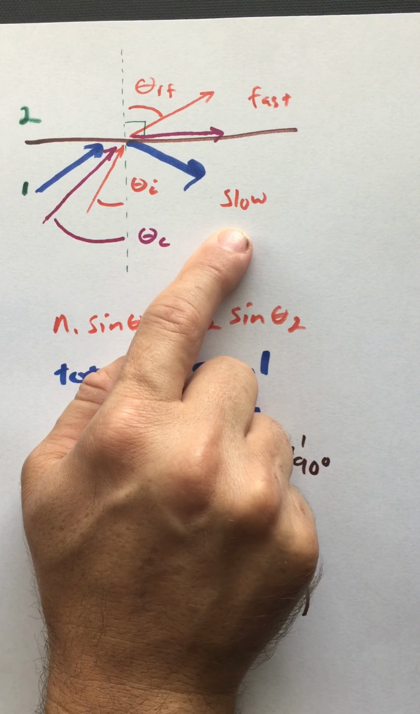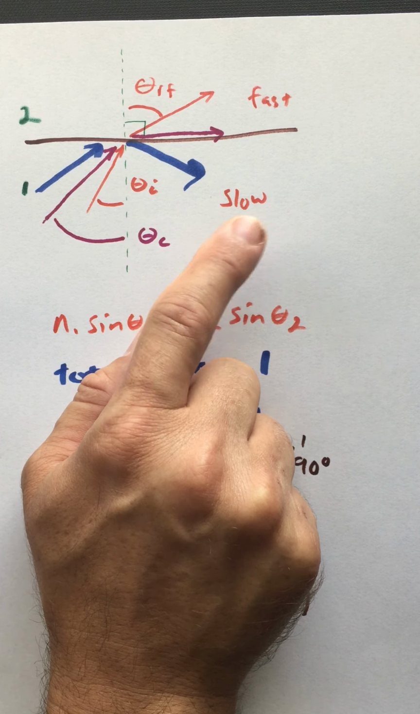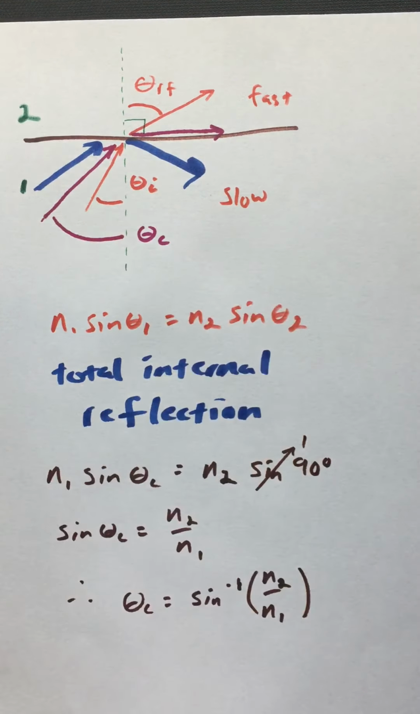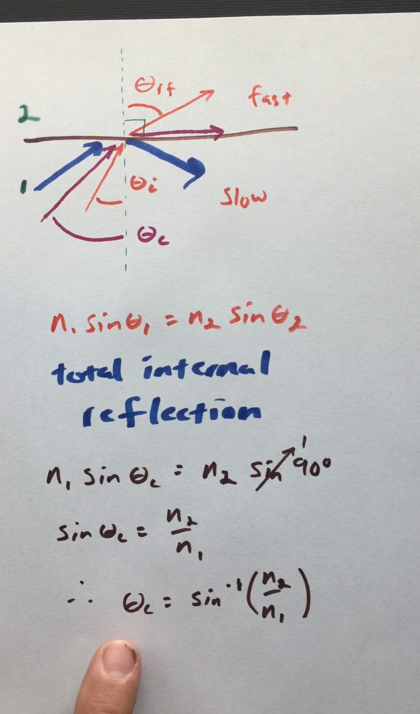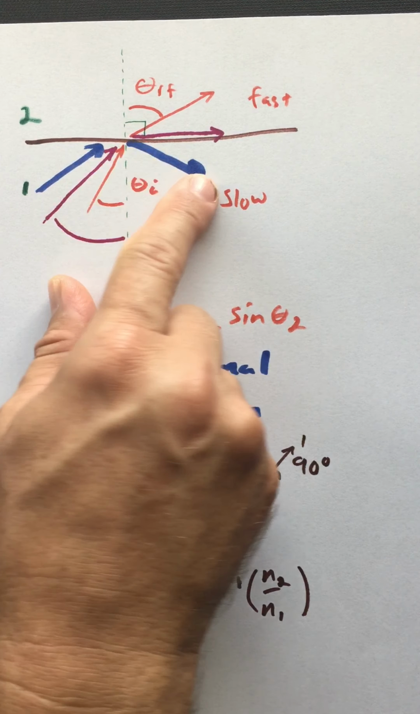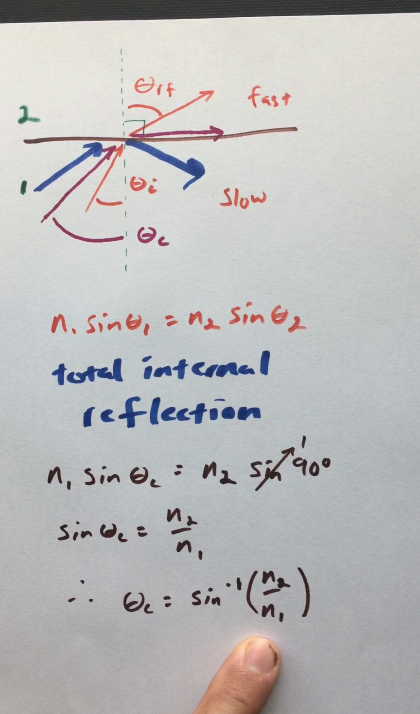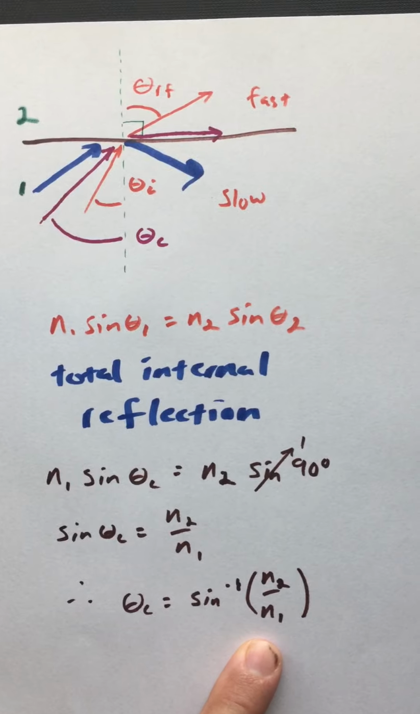Remember, the larger the index of refraction, the slower the speed of light in that medium. So I will never get a critical angle coming the other way. We've talked about it physically: it bends towards the normal. Mathematically, it's because that would give me a numerator which is bigger than my denominator, which according to this doesn't exist.